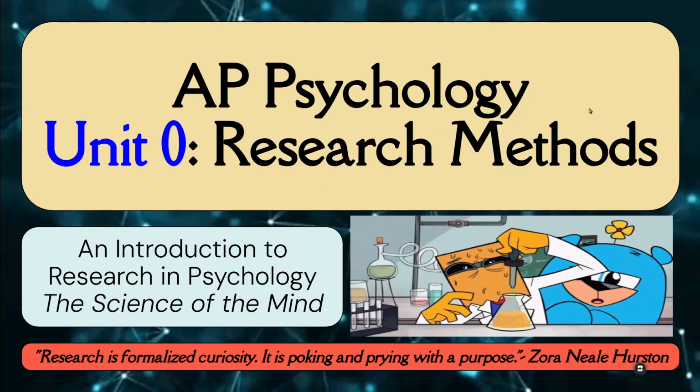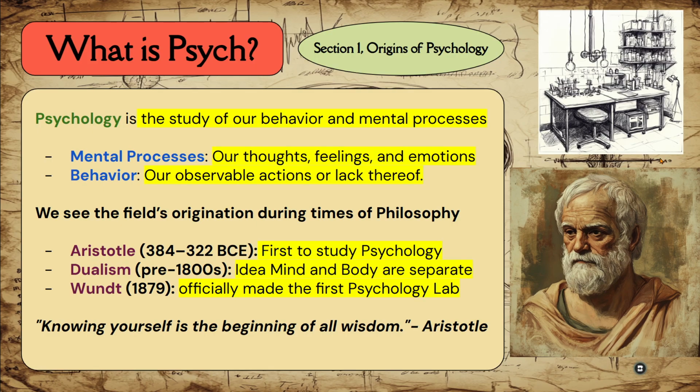So first things first, we're talking about the origins of psychology. The biggest thing you need to know about this is psychology itself is a study of our behavior and our mental processes. What that means is it's looking at our thoughts, feelings, and emotions on the mental side, but also things we can observe with the behavior side. So things that we might notice people doing or the lack thereof, meaning that maybe they're not being very social, for example, and they're lacking some behavior that you would expect in a certain situation, like a party. So we look into that in psychology.